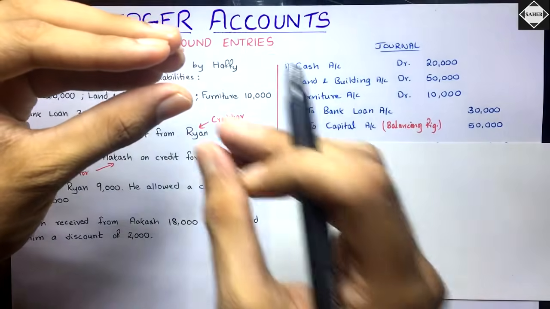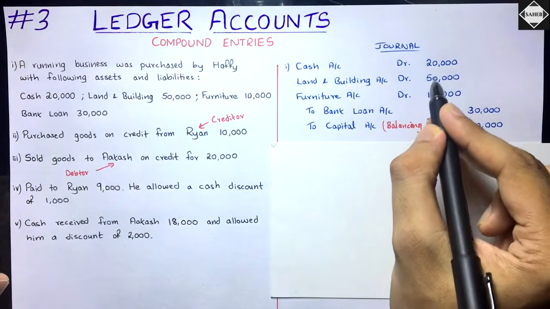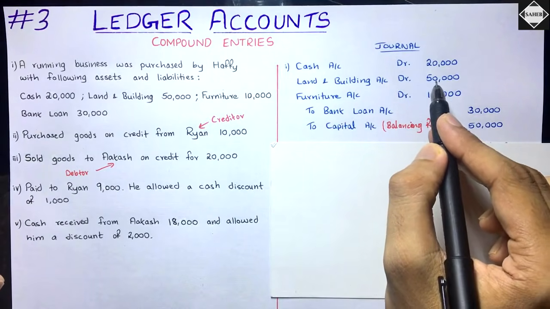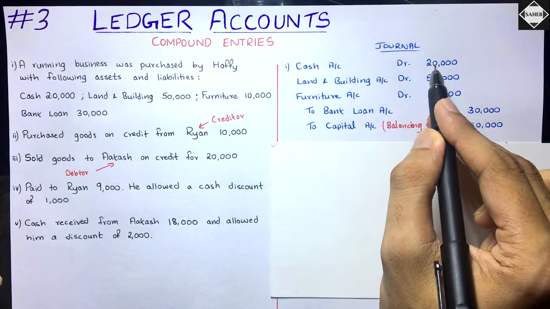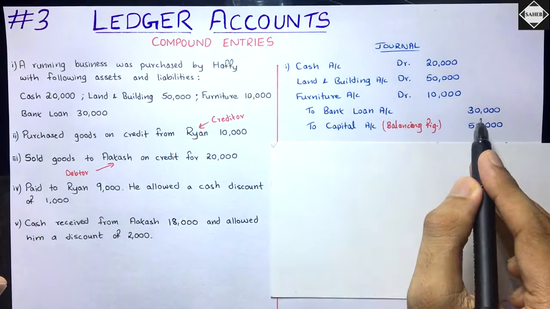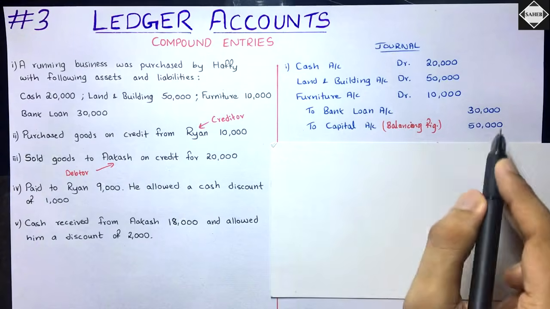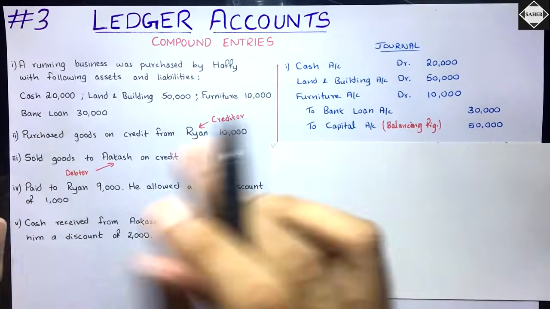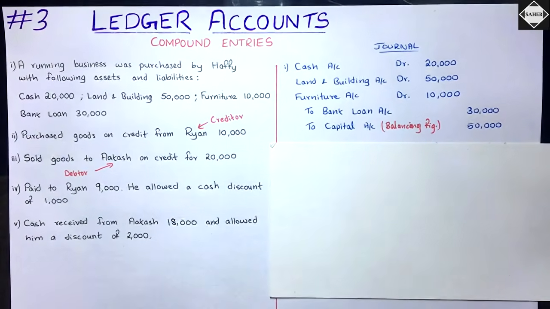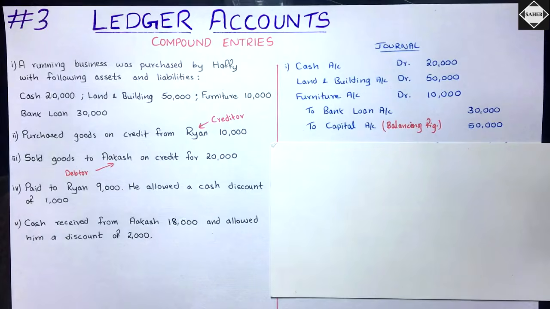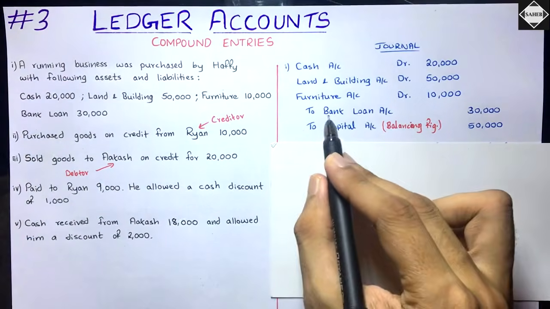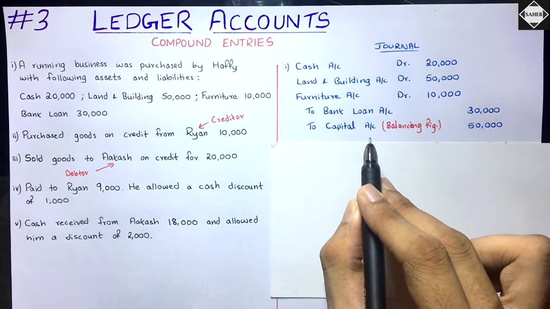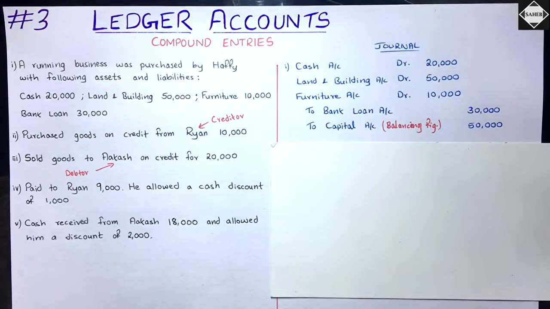So assets is equal to liability plus capital. See here, 20,000 plus 50,000 plus 10,000 is equal to 80,000. Then bank loan 30,000. So the remaining balancing figure on the credit side has to be capital. Assets is equal to liability plus capital. That's the accounting equation. It has to be equal. So this is the liability and this is the capital. You have to take the capital as the balancing figure. So, to capital account 50,000. So this is how you have to do it.